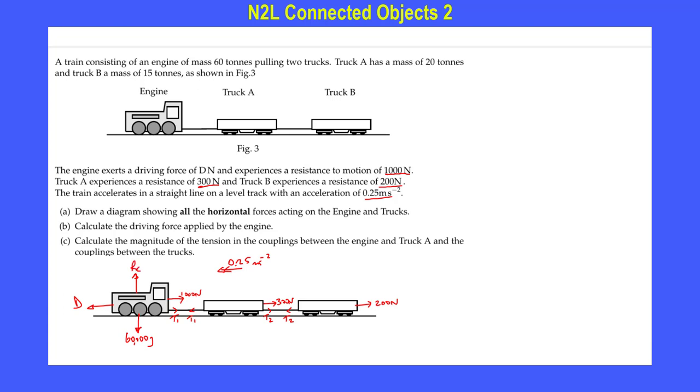I can also add the weight and the normal reactions to each of the engine and trucks. Notice I've labelled them differently as well because the normal reactions will be different, they're different weights and different trucks. So I'm labelling them RA, RB and RE.